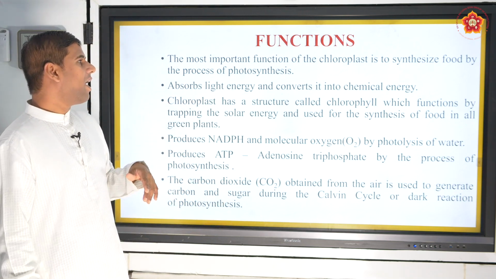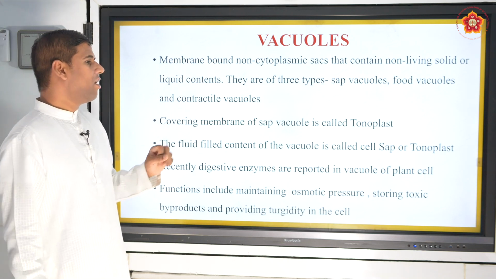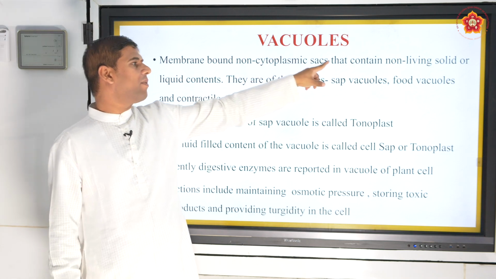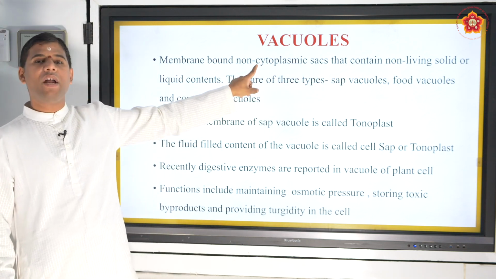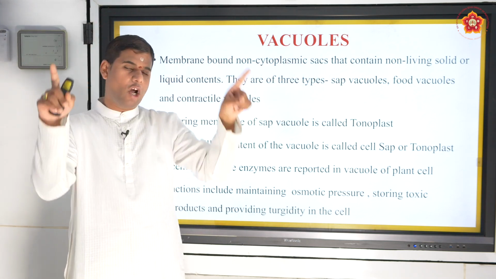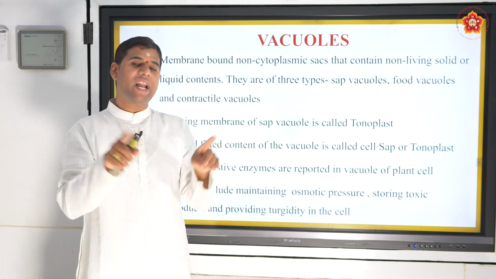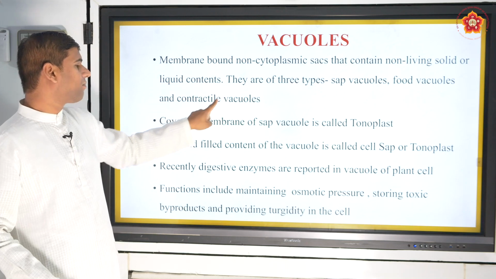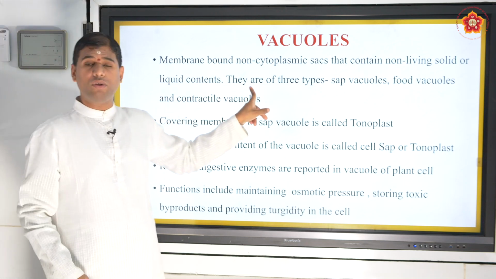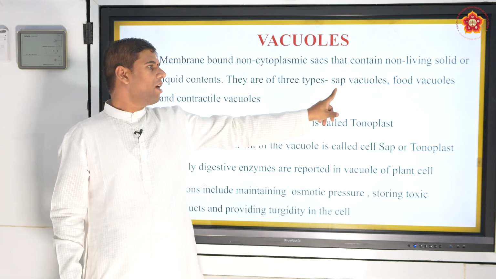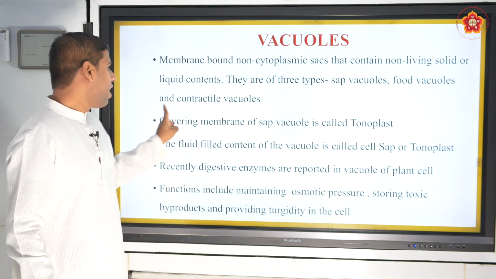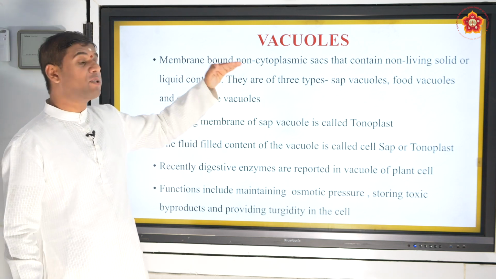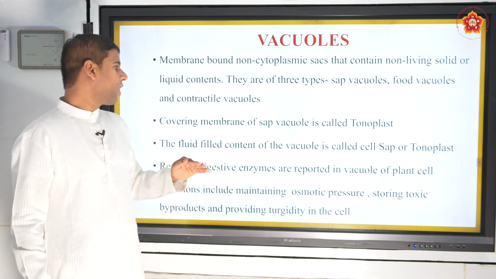Next, let's go on to the vacuoles. What are vacuoles? These are membrane bound non-cytoplasmic sacs. They have this membrane bound, and they contain non-living solid or liquid contents. There are three types: sap vacuoles, food vacuoles, and contractile vacuoles. So three types of vacuoles are present here. Now coming to them one by one.